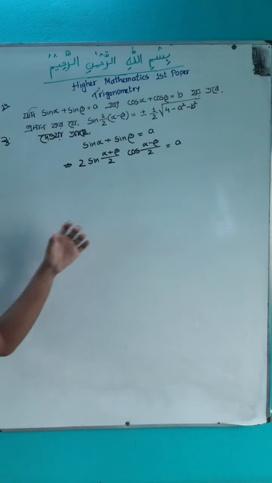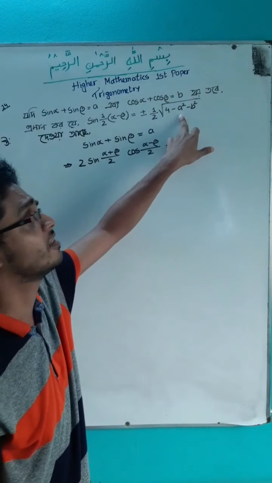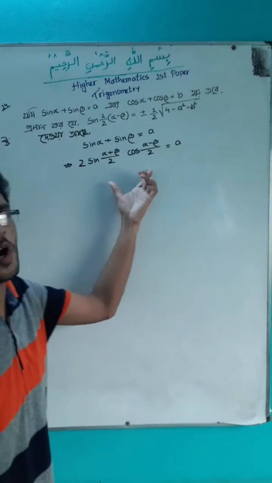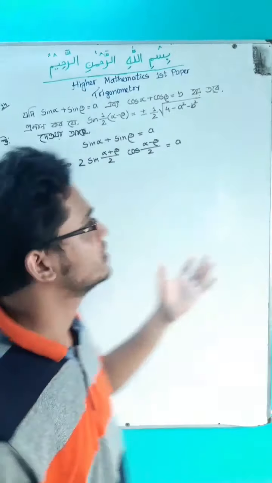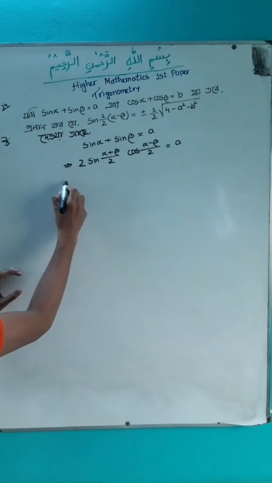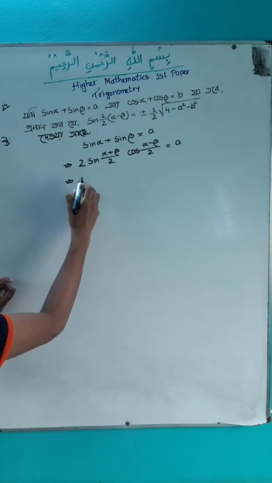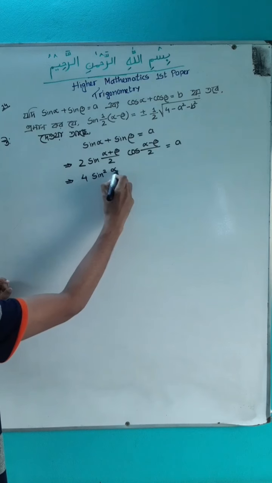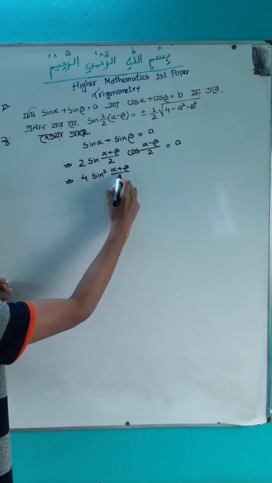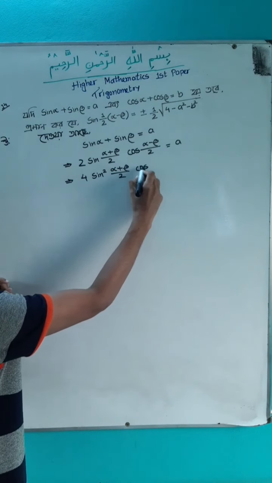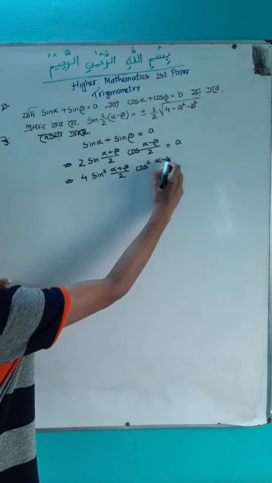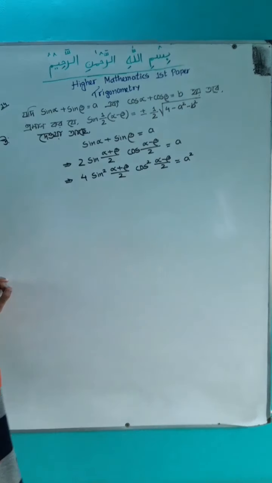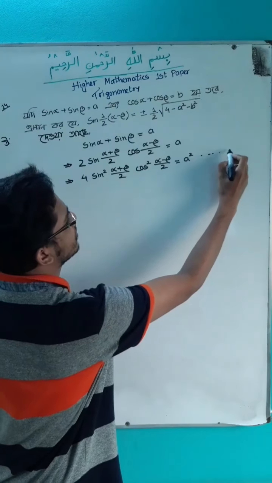Now, look at the right hand side. There are the terms A square and B square. To get these terms, we need to square both sides. That's how we can get A square. So if we square both sides, we get 4 sin square (alpha plus beta) divided by 2 cos square (alpha minus beta) divided by 2 equals A square. This is our equation number 1.